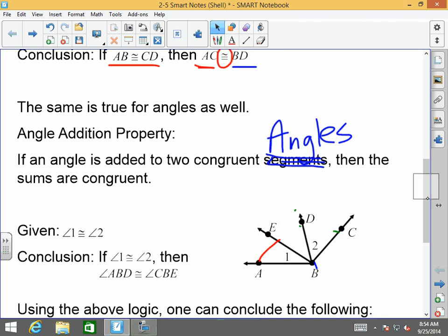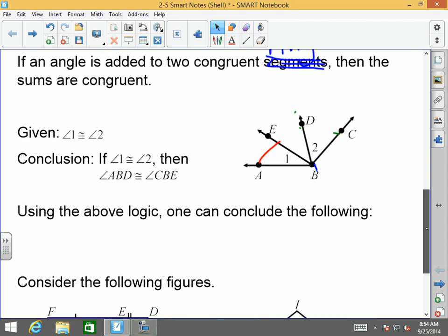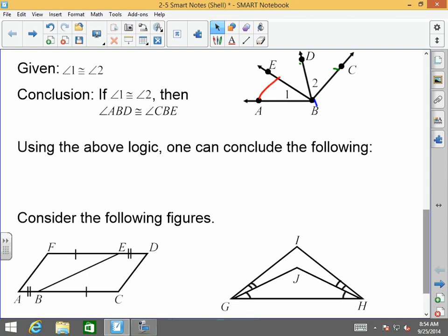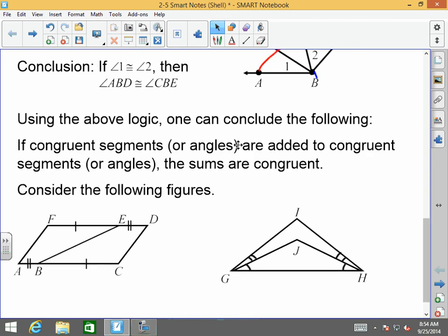Now, using the above logic here, guys, one can conclude the following. If congruent segments or angles are added to other congruent segments or angles, the sums are also congruent. Let me give you two examples with both segments and angles. If you look at the trapezoid down here, trapezoid FDCA, you have the following.